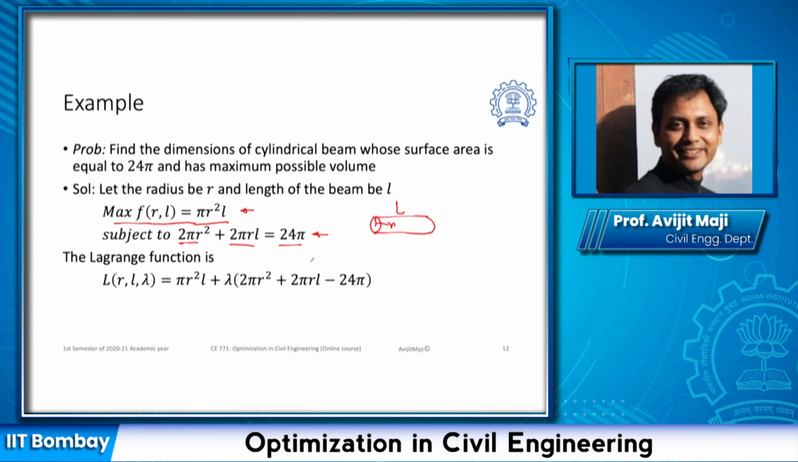If we want to represent this optimization problem as a Lagrange function, then we can easily write it this way, where we have the objective function multiplied with lambda. In this case we have one constraint, so it's only lambda, and then the expression for the equality constraint. So that becomes my Lagrange function.